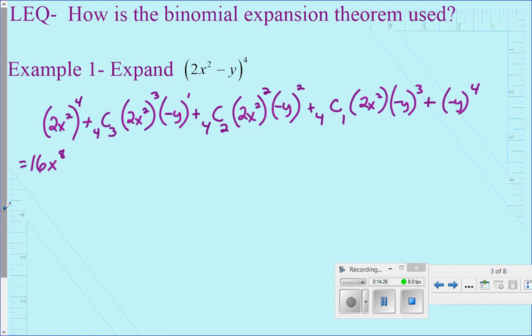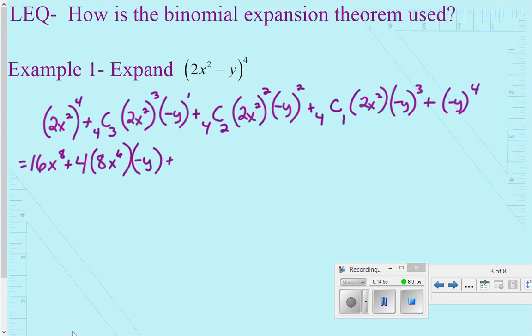4c3 and 4c1 on the end there, or second to last one, they're going to be equal because they're mirror images. And remember, that's the number you're expanding to, which is 4. So 4c3 and 4c1 both equal 4. So 4, I'm going to cube 2x squared. So 2 cubed is 8. X squared cubed is x to the 6th. And then that's going to be times negative y. I'll simplify that further in the next step.